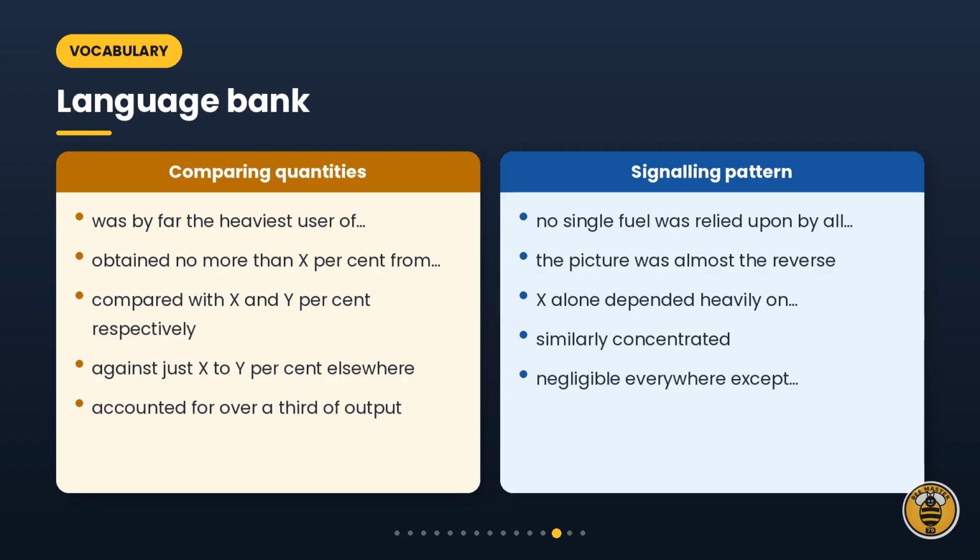On the right, language for signaling a pattern. No single fuel was relied upon by all. The picture was almost the reverse. X alone depended heavily on, similarly concentrated, and negligible everywhere except. Learn the pattern signaling column especially. Those are the phrases that prove you are comparing and not merely listing.